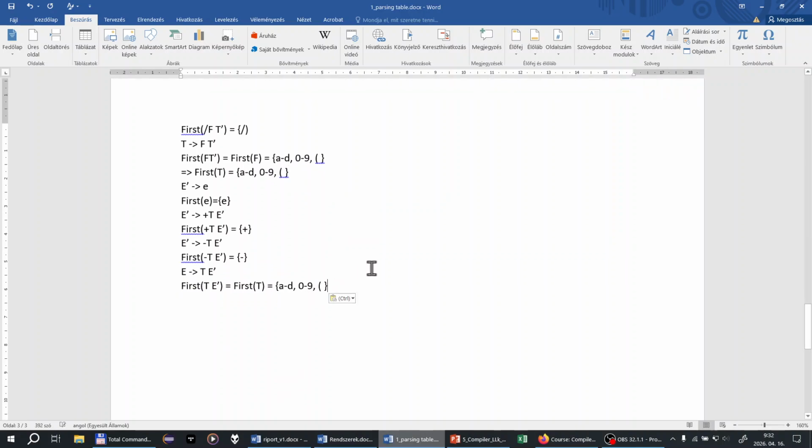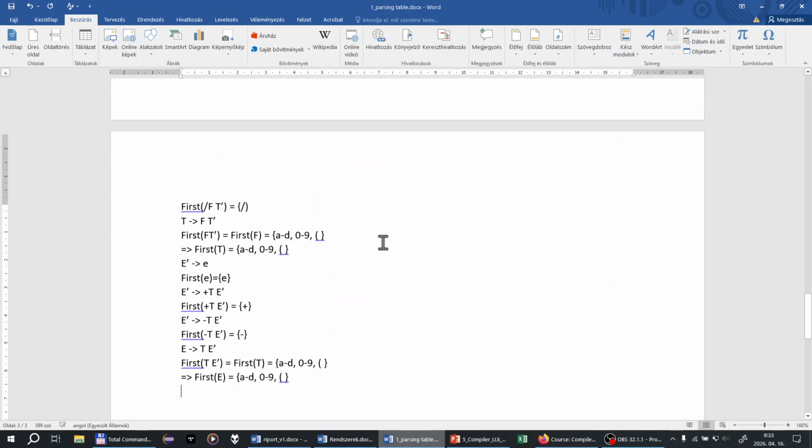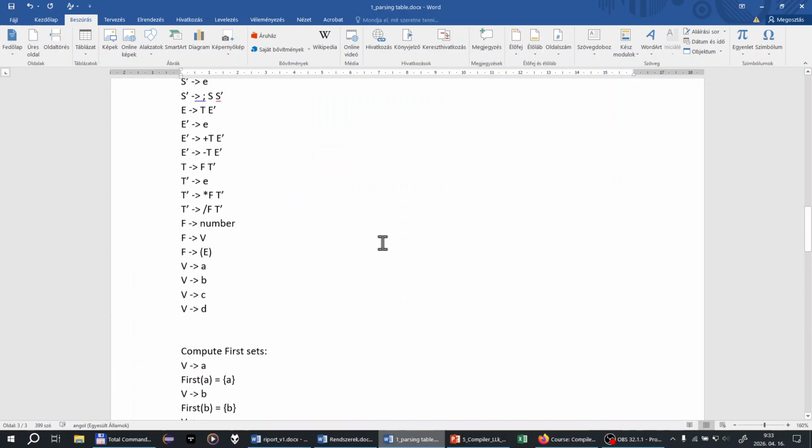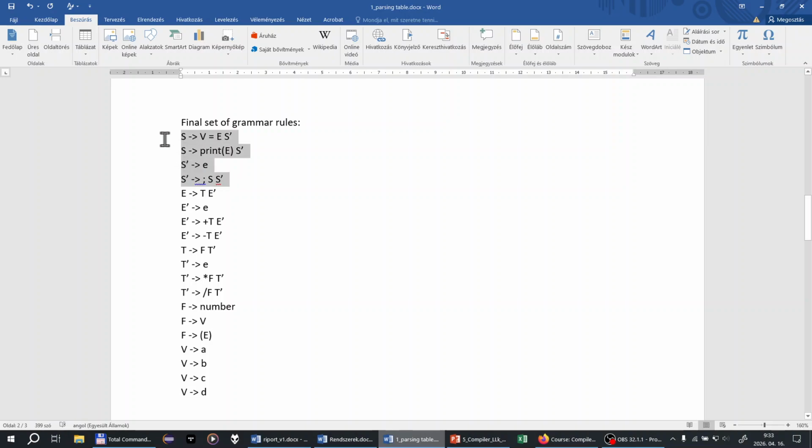Okay, and it is the same that we have here. So the expression itself can start with a letter, a number, or an opening bracket. Okay, and the only symbol left is the S prime.